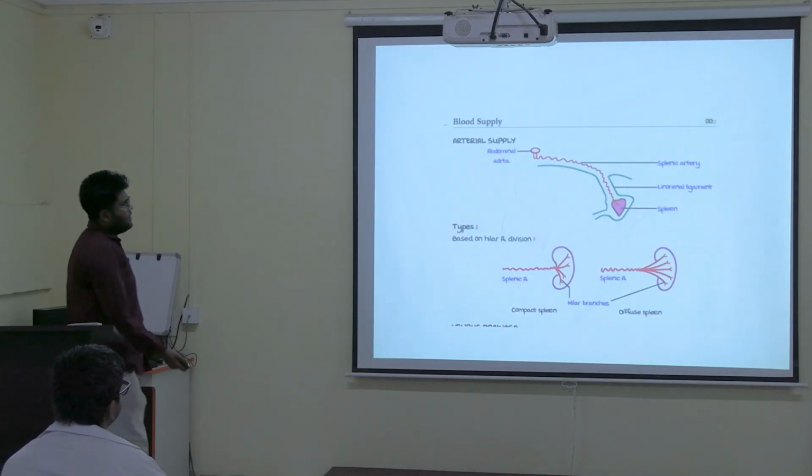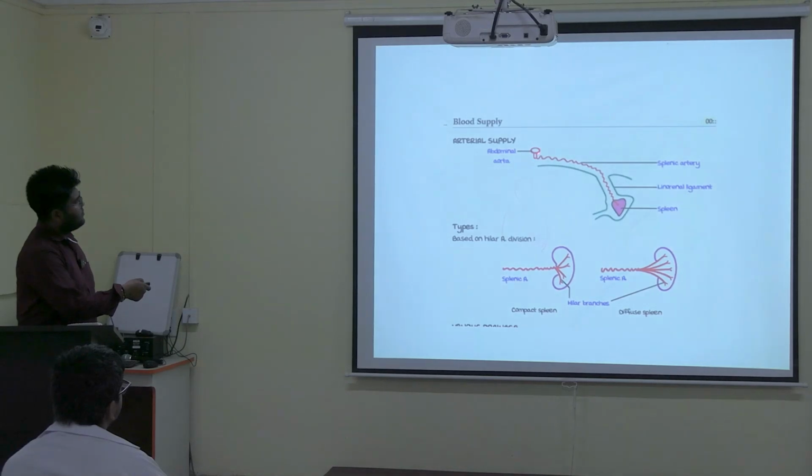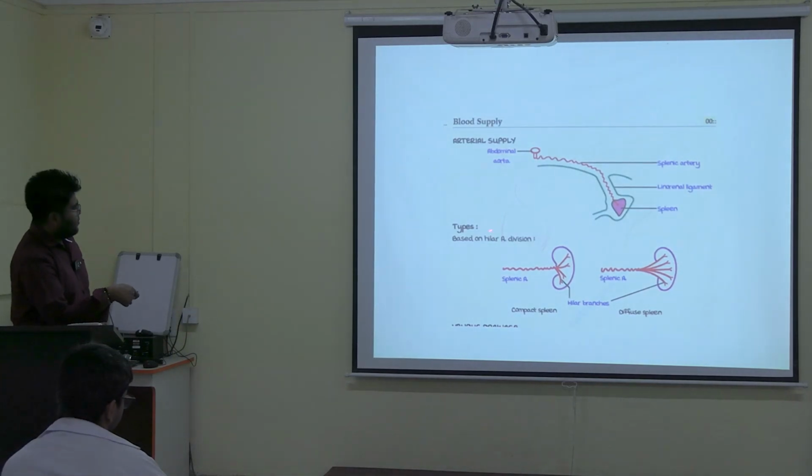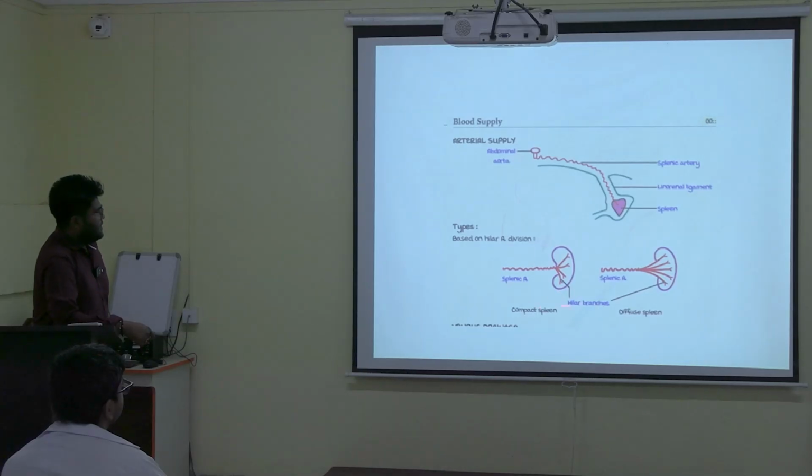The arterial supply comes from the abdominal aorta, through the celiac trunk, and this is mainly the splenic artery. This is the main artery. In the compact spleen the branches divide at the hilum, but in the case of the diffuse spleen the branches divide far away from the hilum.